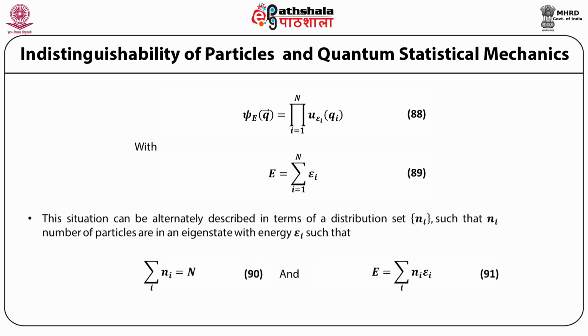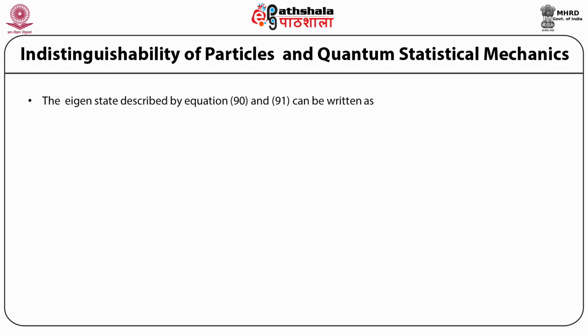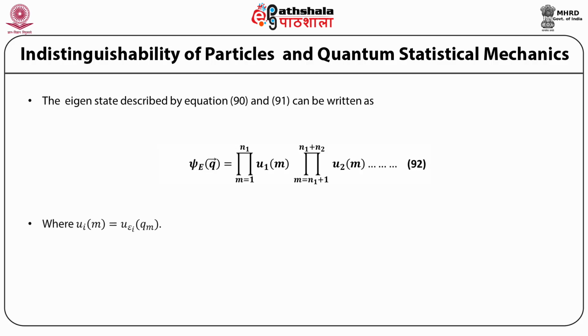This situation can be alternately described in terms of a distribution set {n_i} such that n_i particles are in an eigenstate with energy epsilon_i, such that the summation over i of n_i is equal to capital N and E is equal to the summation over i of n_i epsilon_i. The eigenstate described by equations 90 and 91 can be written as psi_E equal to the product from m equal to 1 to n1 of u_1m, multiplied by the product from m equal to n1 plus 1 to n1 plus n2 of u_2m, where u_im is equal to u_epsilon_i(q_m).